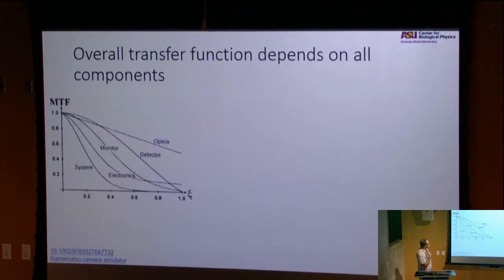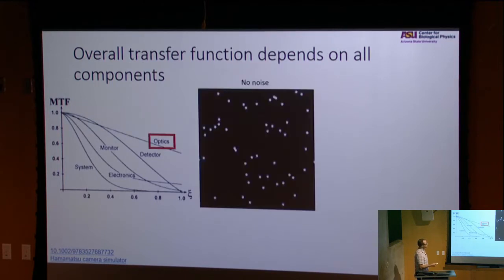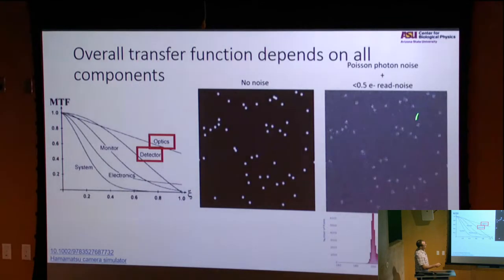The thing I want to emphasize for the truly quantitative way to think about this is that the final transfer function actually depends on all the components. I just want to give you a quick example of what a camera does to the system. Let's say we just have the optics. What I've done here is simulate fluorescent molecules that are under the diffraction limit with no Poisson noise, no nothing. There's no camera noise here. Then if we add in a camera with half an electron of read noise, here's what the histogram looks like. You can see we can still resolve the Poisson peaks that are around individual photons.